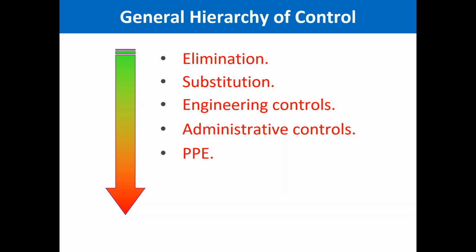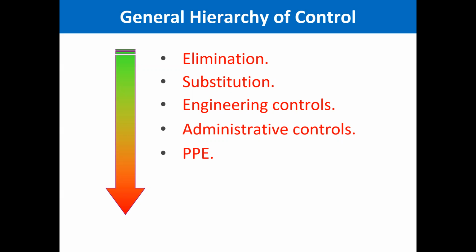Then substitution. Substitution is replacing the hazardous substance with something which is less hazardous. Replacing the highly hazardous substance with something less hazardous. For example, if you're using concentrated sulfuric acid, try to use dilute sulfuric acid. It will reduce the severity of the hazard. It will reduce the risk of the hazard.